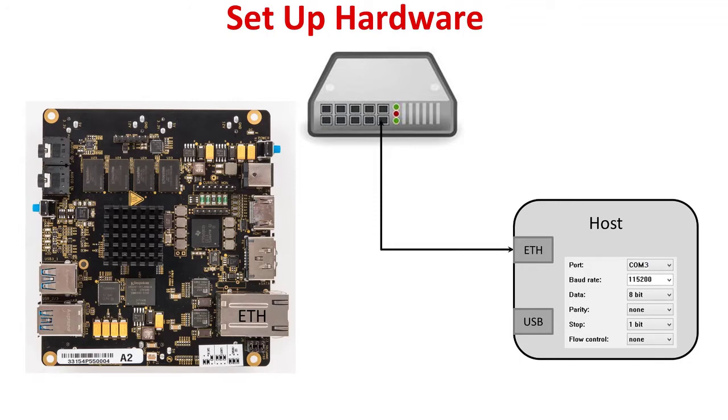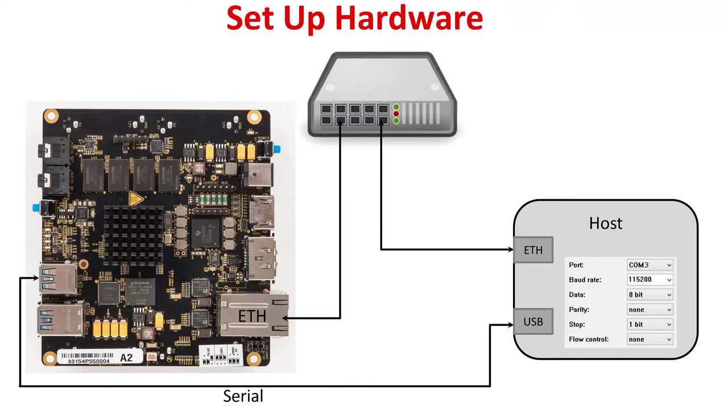First, connect both the EVM and host to the same Ethernet LAN. Then, connect the EVM to the host using a USB to micro USB cable. Check which COM port becomes visible when the USB cable is connected from the host. In this example, COM3. Then, open a console on the host with the terminal emulator parameters shown.